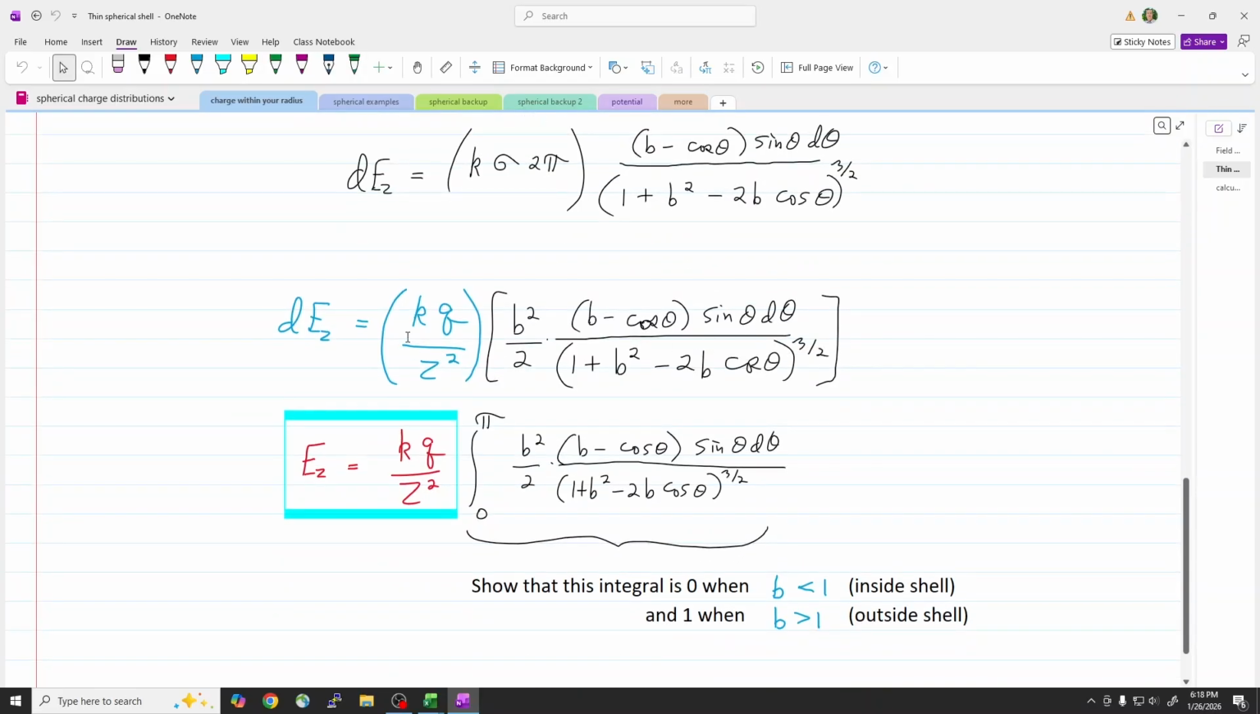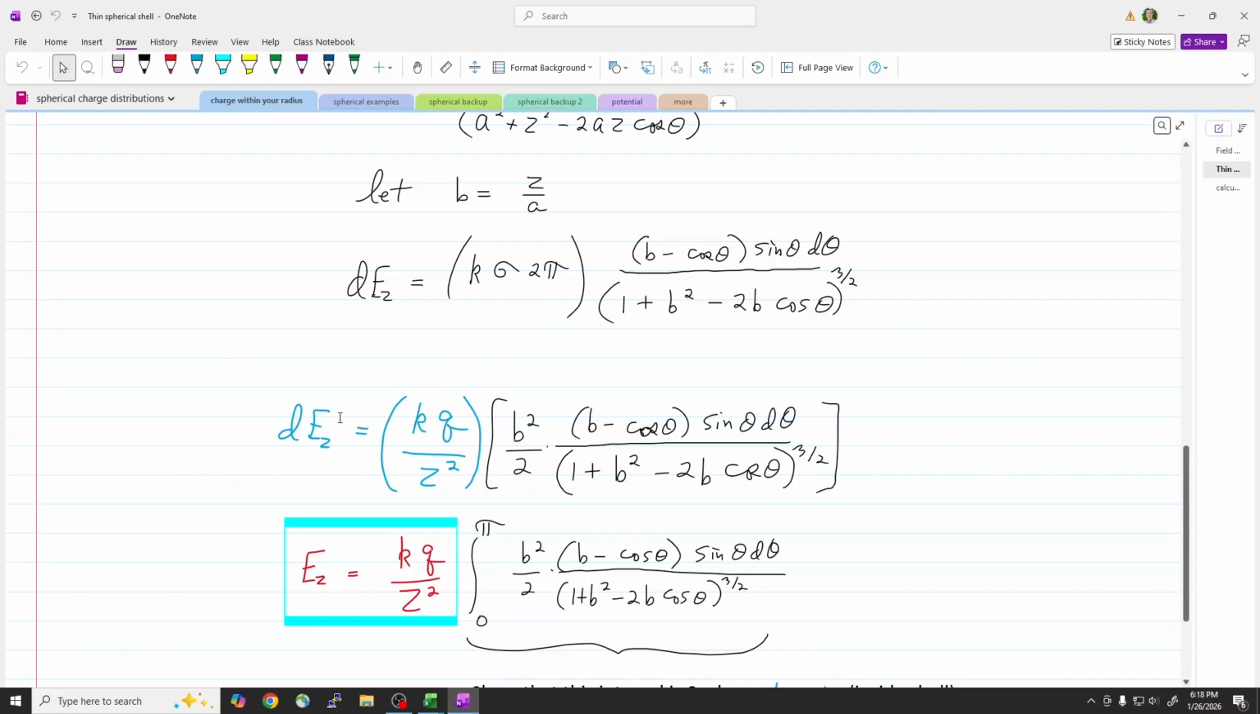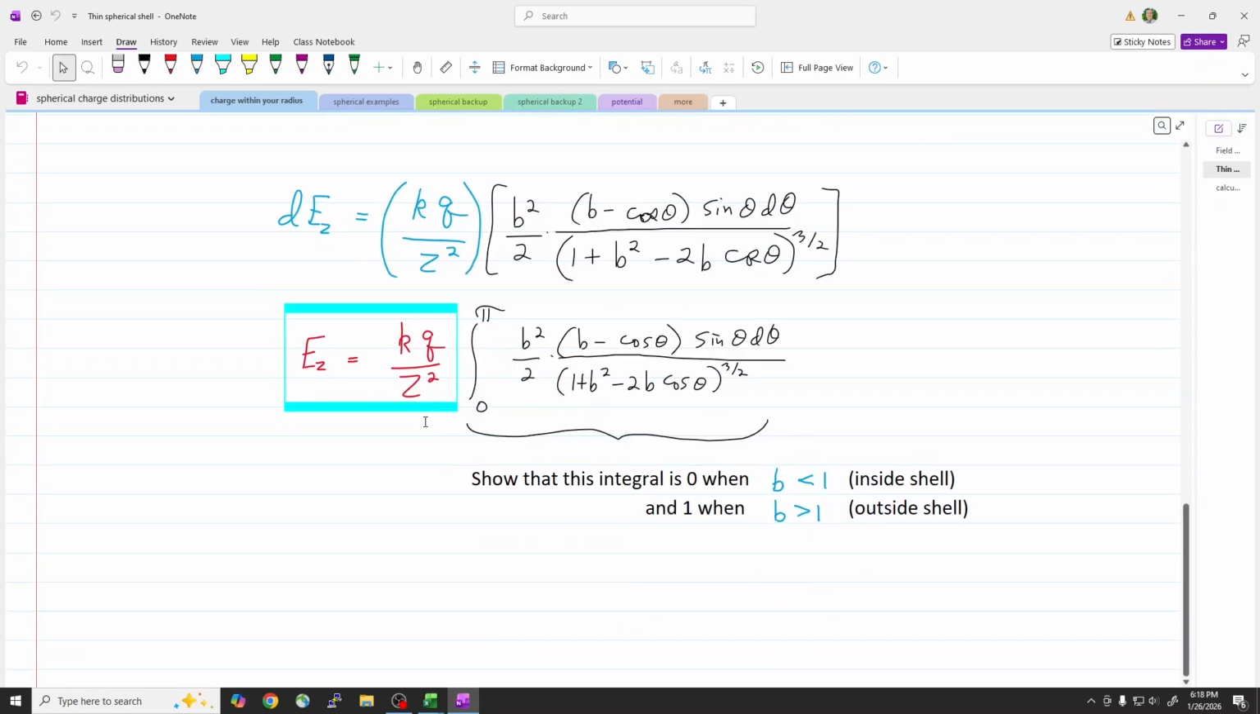I'm just going to, knowing that the result is that we're going to get kq over r squared, where r is z, we're expecting to get kq over z squared, where q is 0 if we're inside the hollow shell, and it's the total charge q if we're outside. So by writing it this way, I'm getting the result I'm looking for multiplied by an integral. It remains to show that this integral is 0 when b is less than 1.